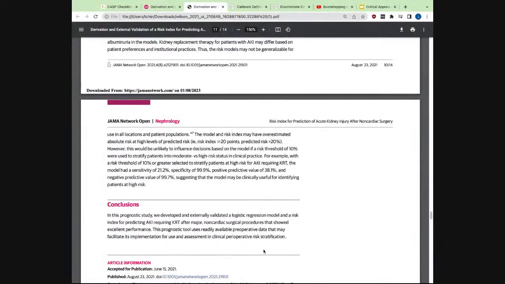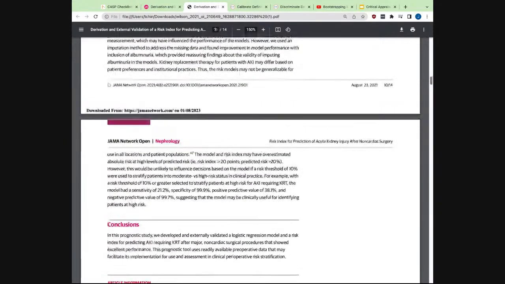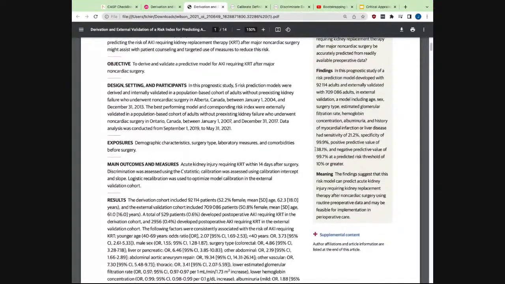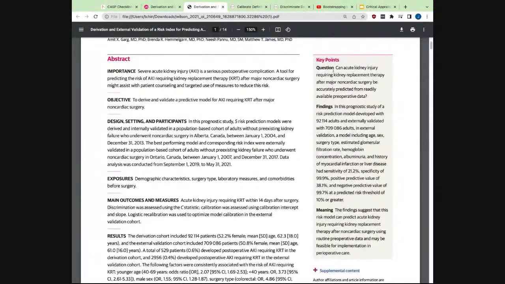And finally, conclusion. Now that we have done a deep dive, I like to go back up to the key points and see how they did it very concisely. So the main question, and see if you got it as we read through: can acute kidney injury requiring kidney replacement therapy after major non-cardiac surgery be accurately predicted from readily available preoperative data? So basically, they want to look at data from a huge data set and see if they can predict. Okay, what's the finding?